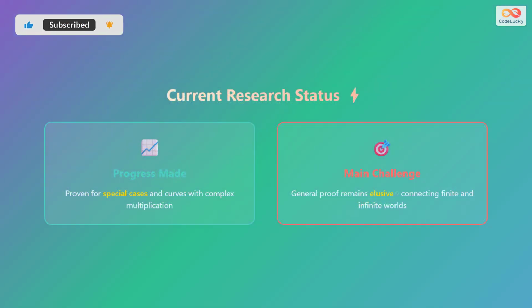So, where do we stand with the BSD conjecture today? Significant progress has been made, and the conjecture has been proven for special cases, such as elliptic curves with complex multiplication. However, the general proof remains elusive. Connecting the finite and infinite worlds continues to be a significant challenge for mathematicians.